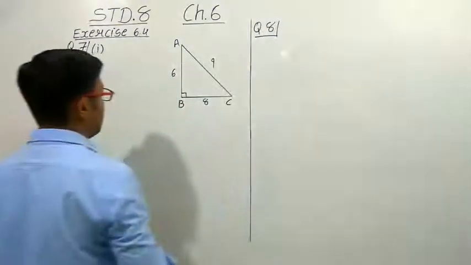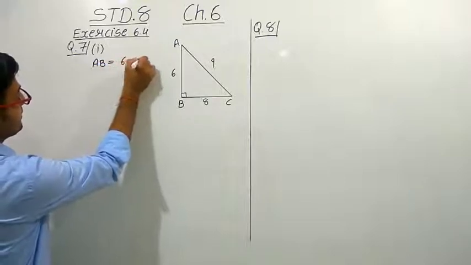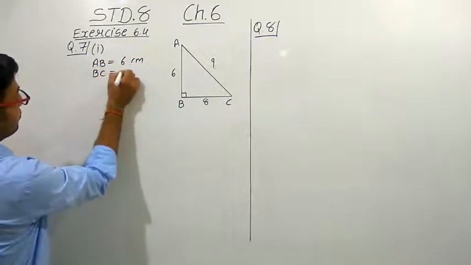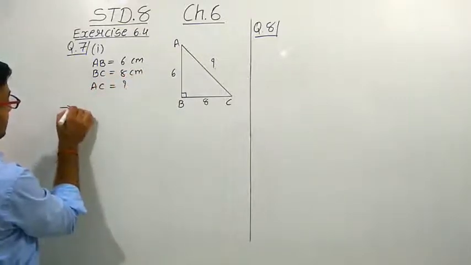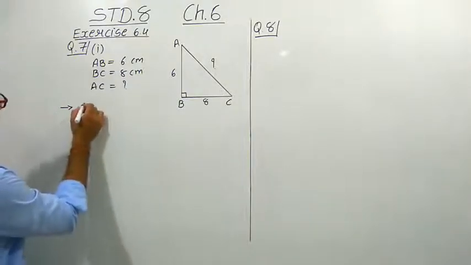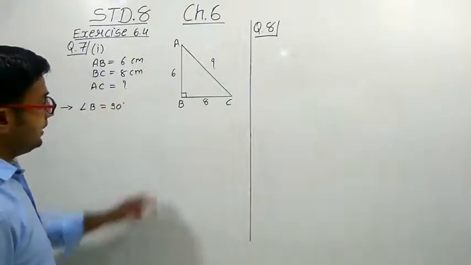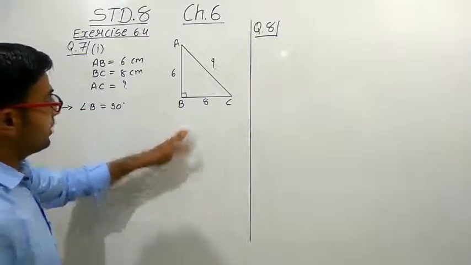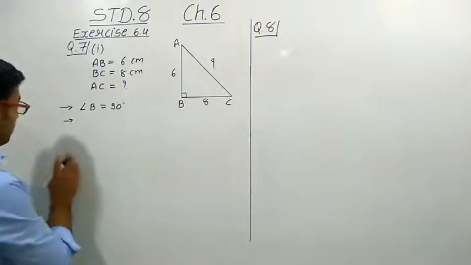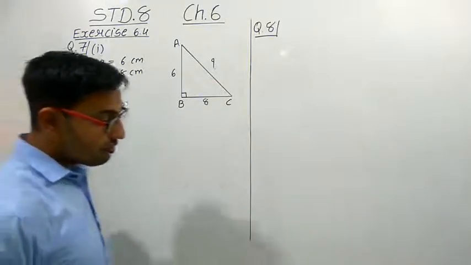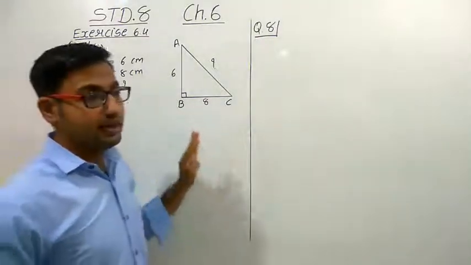So here we write down what is given: AB is equal to 6 centimeters, BC is equal to 8 centimeters, and AC we have to find out. We are also given that angle B is equal to 90 degrees, right? So this is a right angle triangle, and for a right angle triangle there is a theorem, the Pythagoras theorem, which you have already studied, that we can apply only in a right angle triangle.